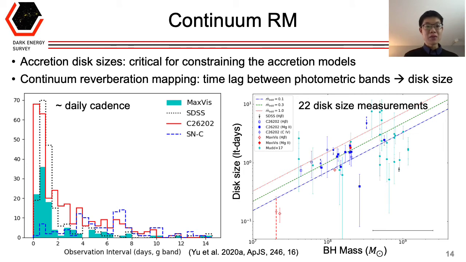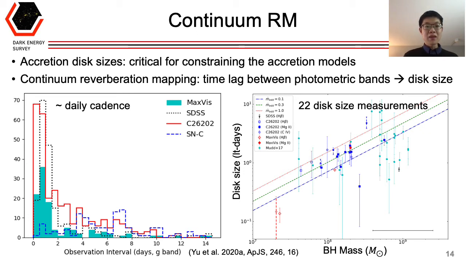In one of my 2020 papers, we performed continuum reverberation mapping using the data from the DES standard star fields. The left figure shows the distribution of the observational cadence in the DES fields, and the standard star fields have about daily observation cadence, which is quite high compared to previous studies using continuum reverberation mapping. In this paper, we measure the disk sizes of 22 new quasars, and here we show them in the accretion disk size versus black hole mass plot.